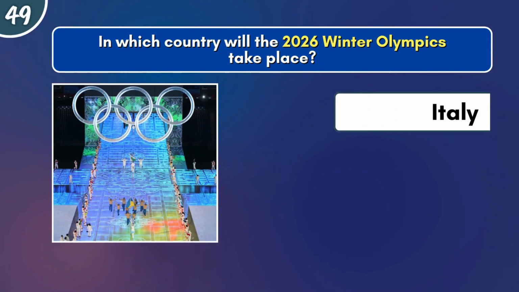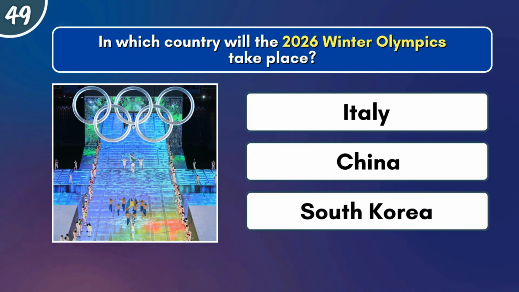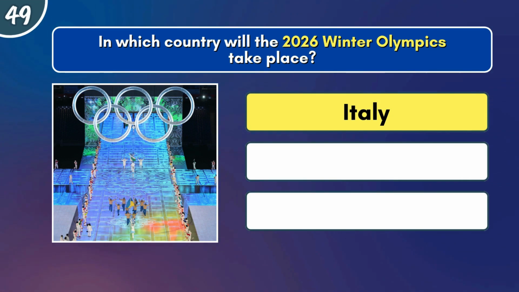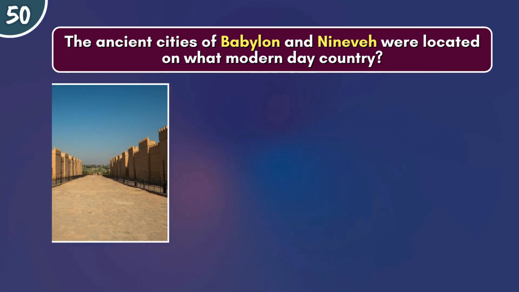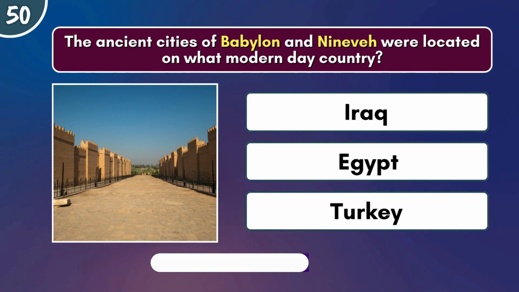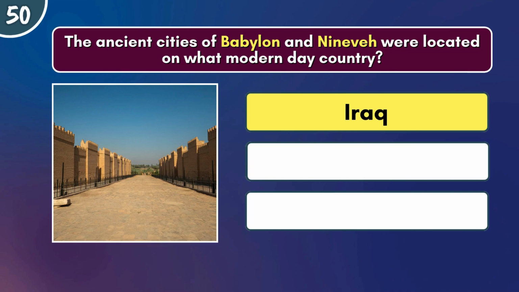In which country will the 2026 Winter Olympics take place? Italy, China, or South Korea? It's in Italy. The ancient cities of Babylon and Nineveh were located in what modern-day country? Iraq, Egypt, or Turkey? It's in Iraq.